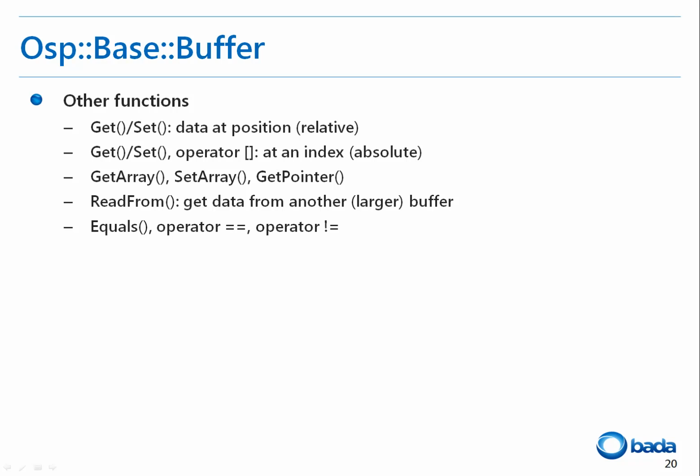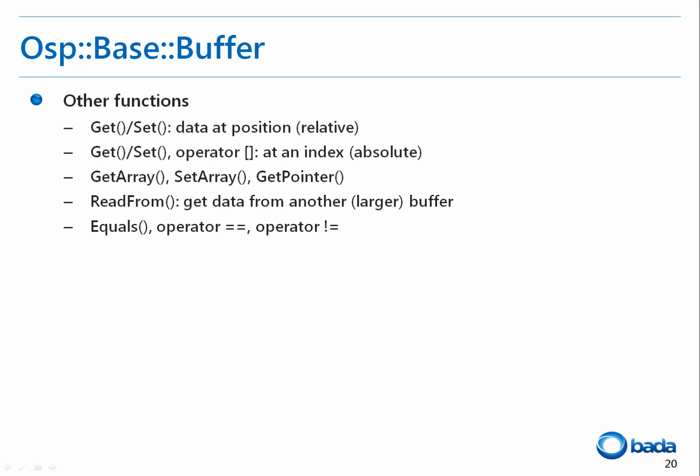The get and set functions get and set data at the current position and then move the position accordingly. To get or set data regardless of the current position, the absolute function and the bracket operation are supported. Additionally, functions to save data in the C array type and directly get the C array pointer are supported. Also, a read from function is available.